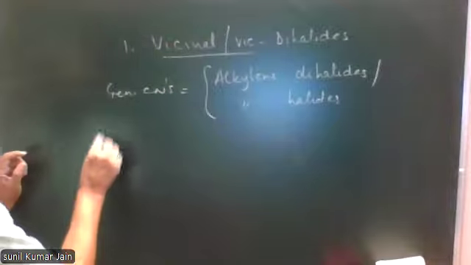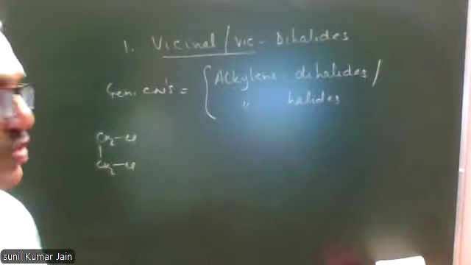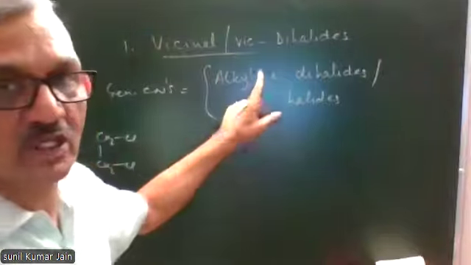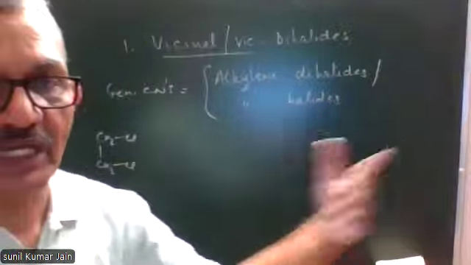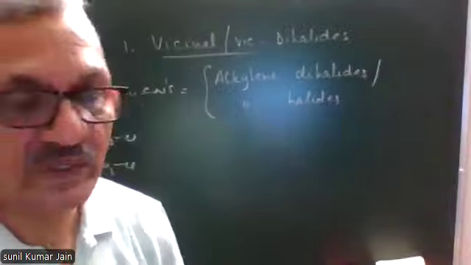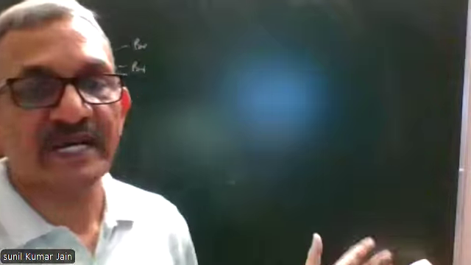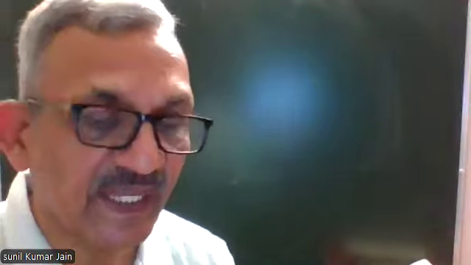For example, CH2Cl, CH2Cl. There are two carbon atoms, ethane. Ethane becomes ethylene. So common name will be ethylene dichloride or ethylene chloride. IUPAC name will be 1,2-dichloroethane. Let us say the compound has three carbon atoms. Common name is propylene dibromide or propylene bromide. IUPAC name will be 1,2-dibromopropane.